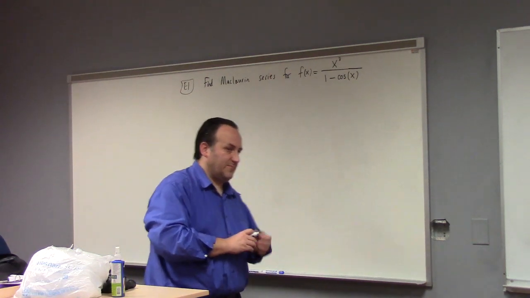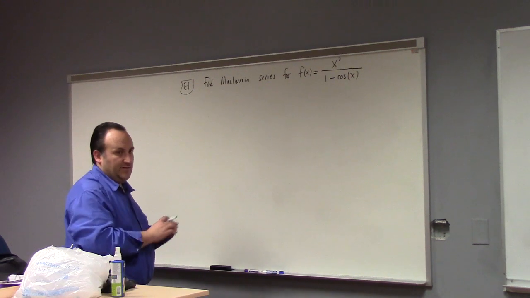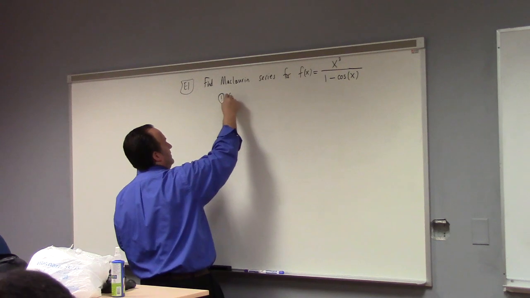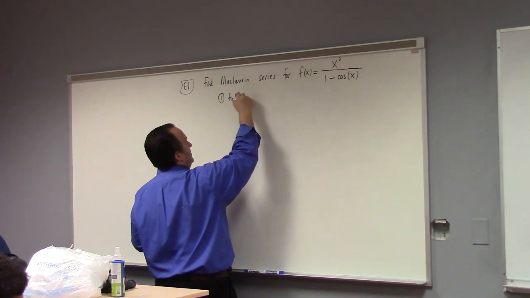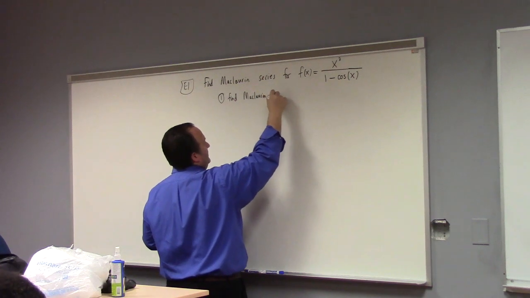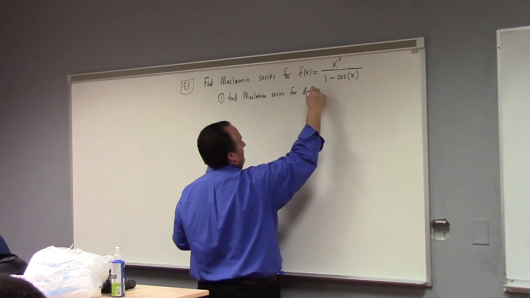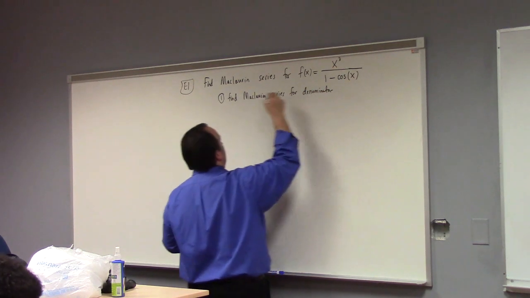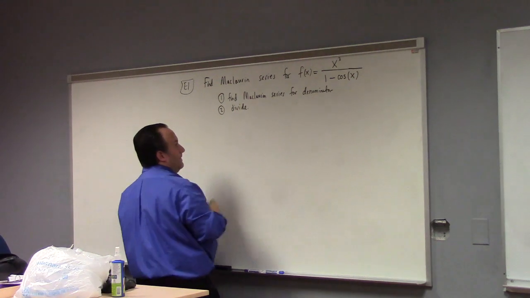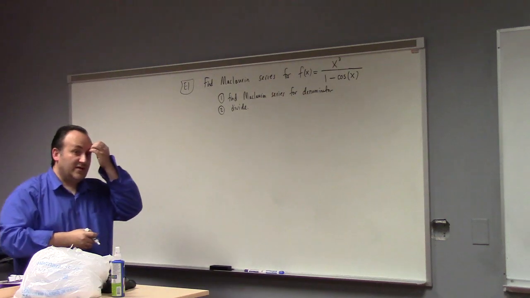What's going to happen here is going to be the same. So the way to do this is 2 steps. Number 1, you find the Maclaurin series for the denominator. And step number 2, divide. So for 101, you can also do this.